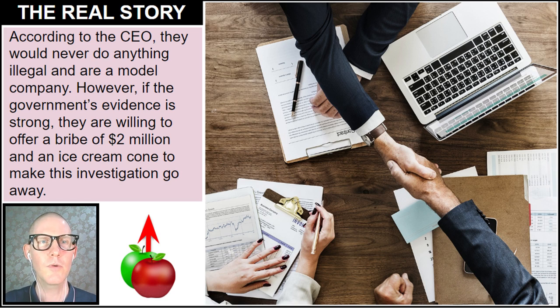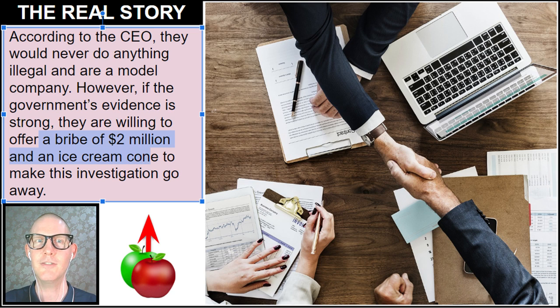Let's take a look. The bribe was a bribe of $2 million and an ice cream cone. Now, if it didn't have the ice cream cone, maybe the investigator wouldn't want the $2 million. But since they added an ice cream cone, it's difficult to say no.